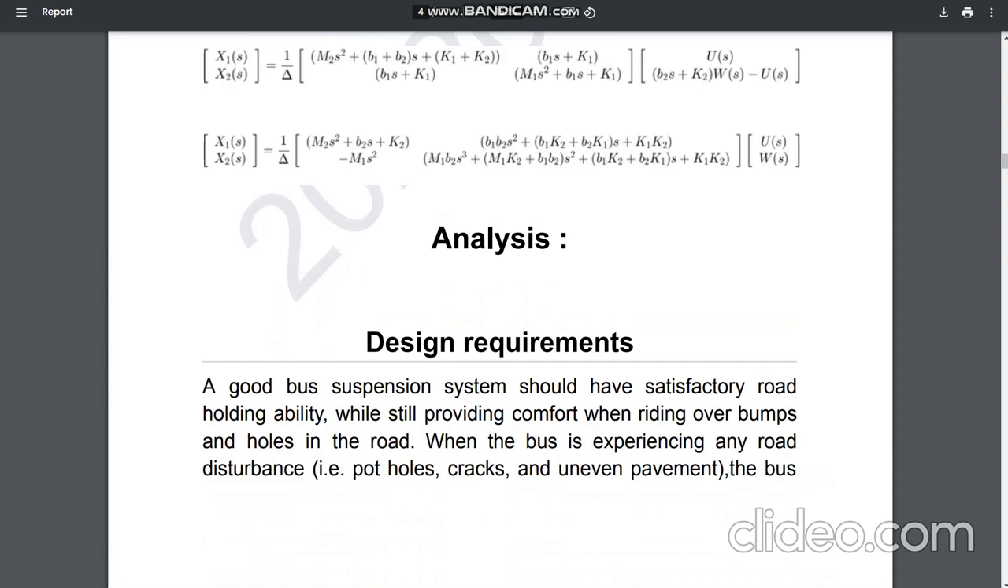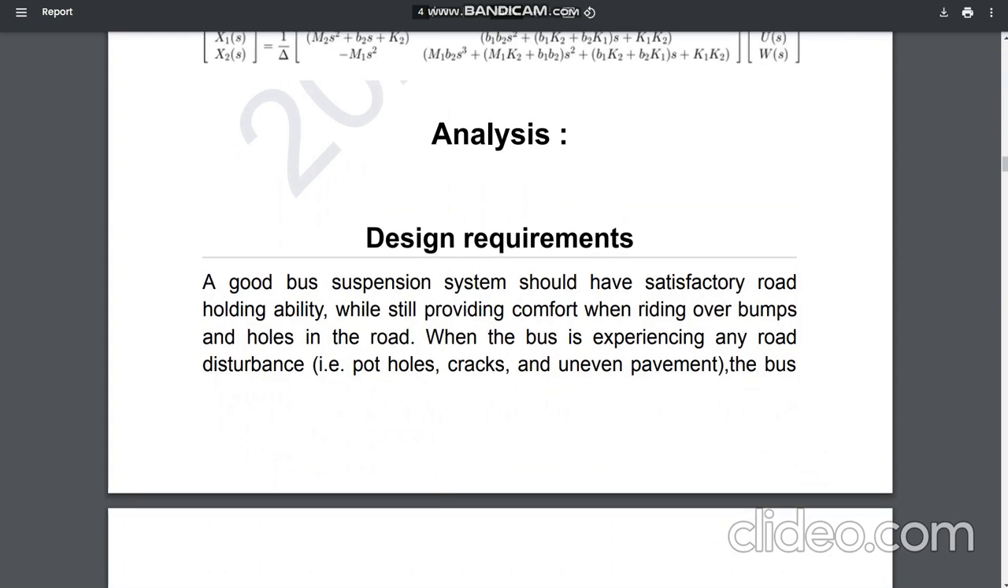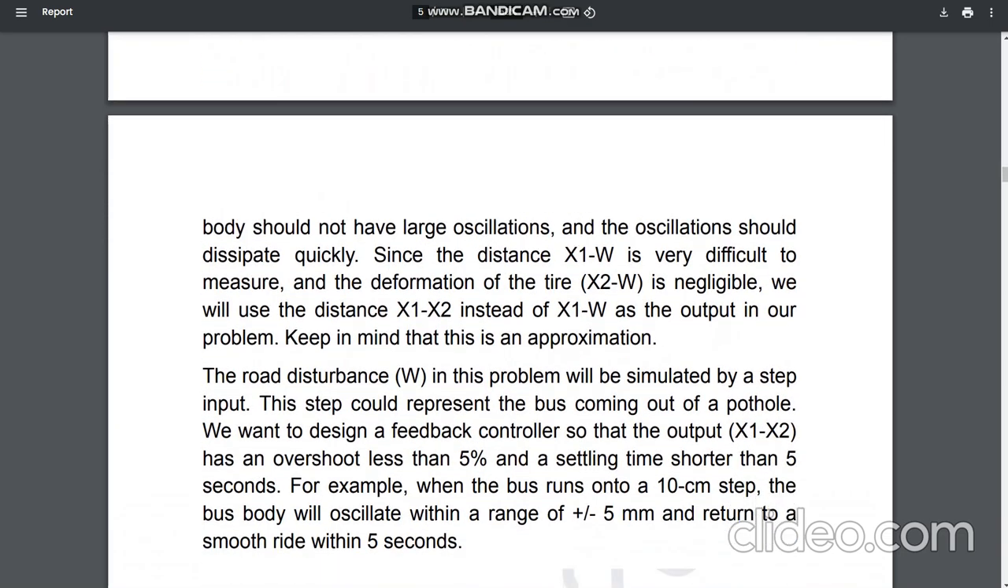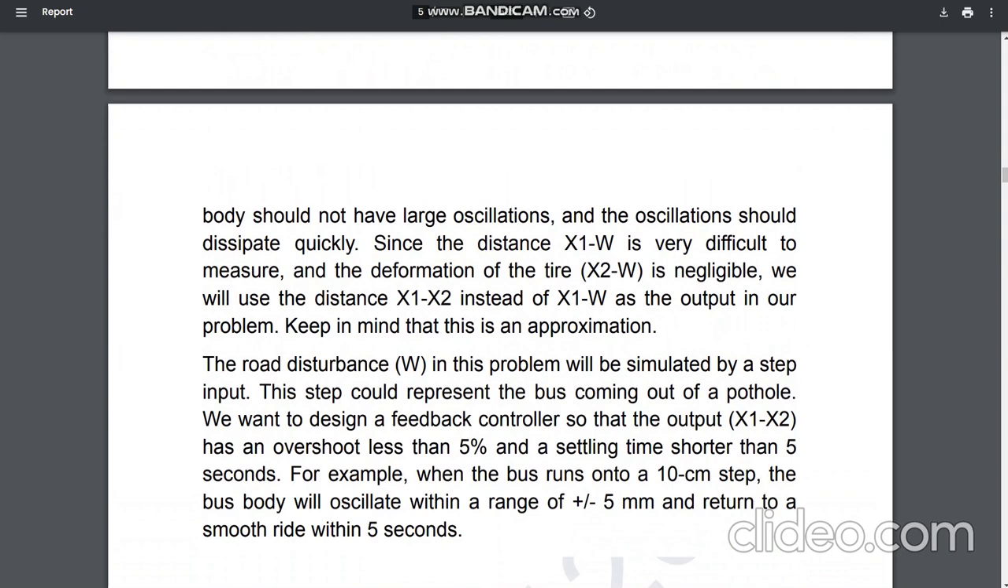For the analysis of the suspension system, the design requirement is that a good bus suspension system should have satisfactory road holding ability while still providing comfort when riding over bumps and holes in the road. When the bus experiences any road disturbance, the bus body should not have large oscillation, and the oscillation should dissipate quickly. Since the distance x1 minus w is very difficult to measure and the deformation of the tire x2 minus w is negligible, we will use the distance x1 minus x2 instead of x1 minus w.